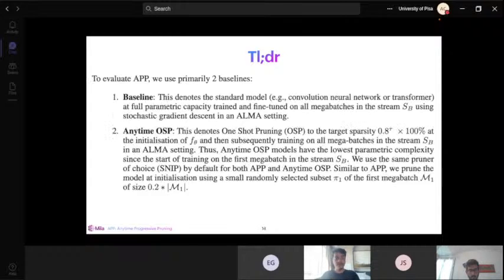Okay. Also, a couple of baselines for our work to compare against. To the best of our knowledge, we stated that we are the first to explore this setting in the context of pruning. We didn't have any adequate baseline to compare against, so we designed our own baselines that we feel are fair and appropriate. One of them is obviously the standard baseline, which is not actually pruning any part of the model. It's a model at full capacity, trained in a standard ALMA setting.